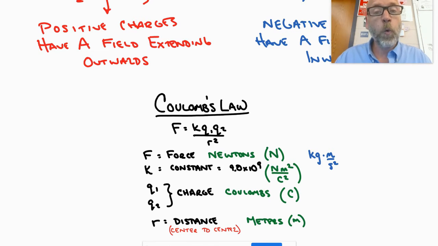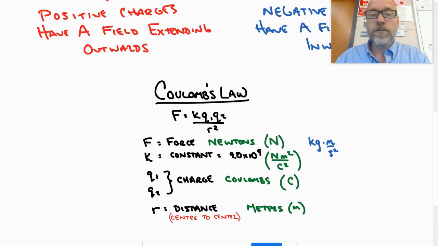That's measured in coulombs. Who did they name that after? Yeah, not Faraday. No, Coulomb. Good. And they use a capital C because it's a name. So when you have a unit that's from a name, you're going to use a capital letter. And lastly, R is the distance measured from center to center. That's going to be measured in meters.